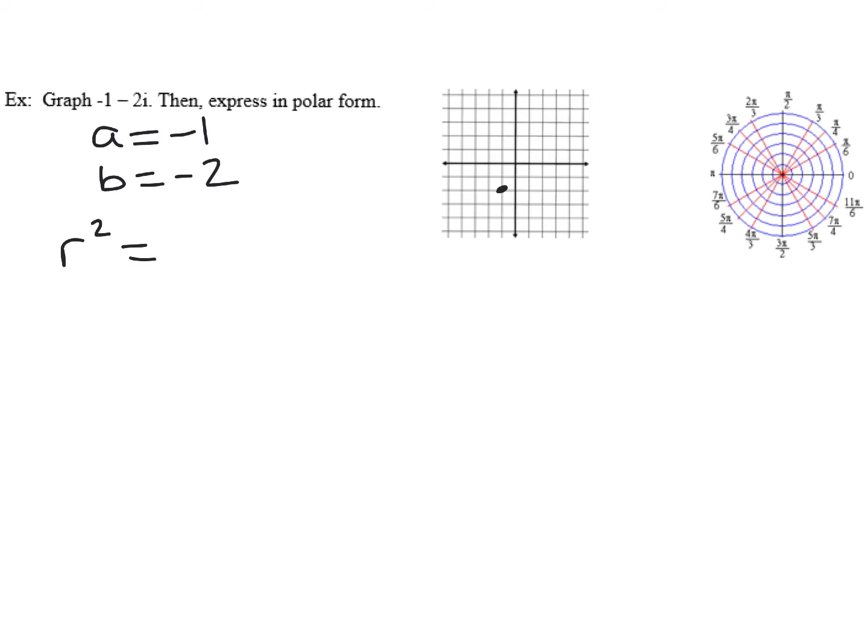So when I look at that number as it's written in a plus bi form, I notice a is -1, b is -2. And that's really all I need to convert it. I'll go get r first.